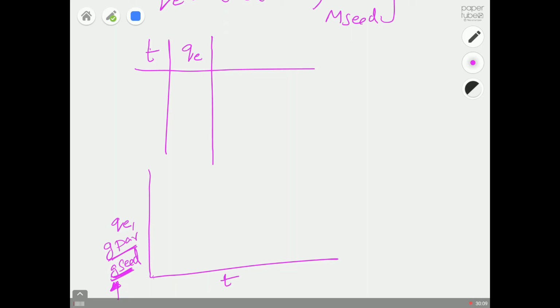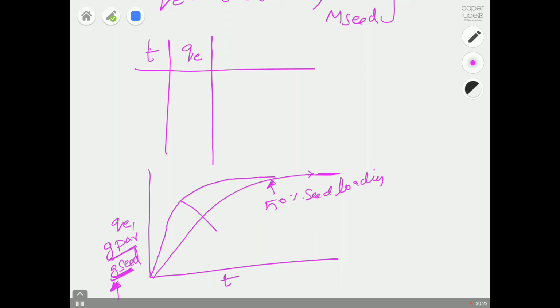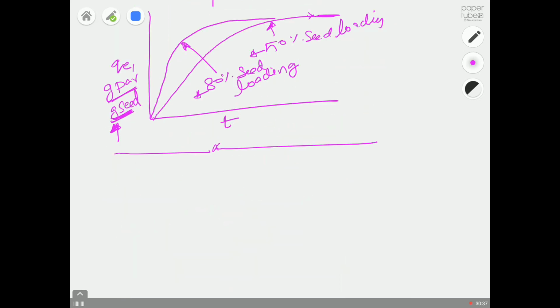So you will get something like this for experiment 1, which is the 50% seed loading, and you might get some curve like this one for the experiment with 80% seed loading. I think this is fine. I think this is more than enough. And then I will quickly tell you how we did the experiment.